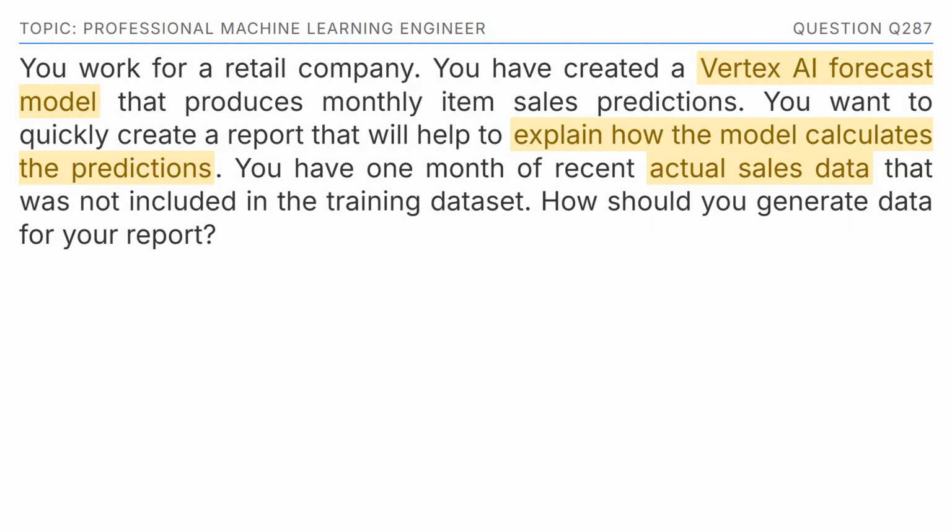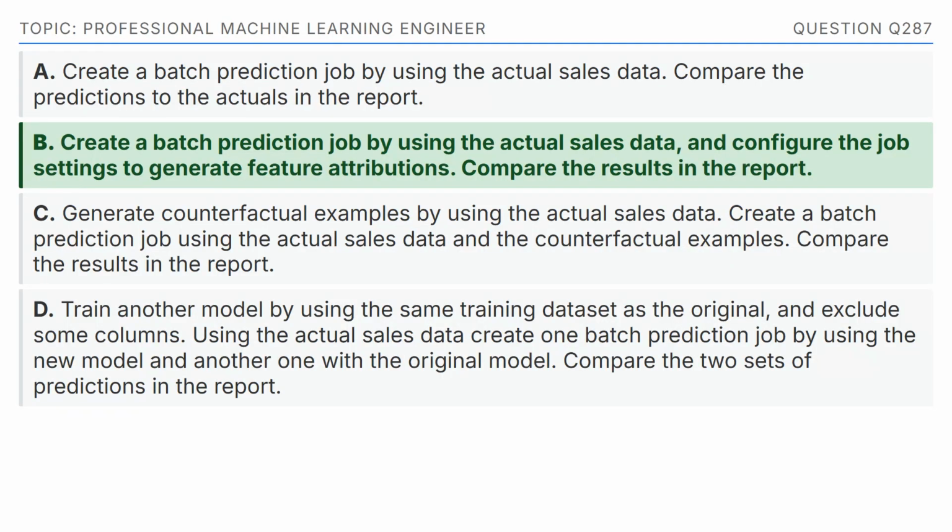To arrive at the correct answer, we focus on the keywords: Vertex AI forecast model, explain how the model calculates the predictions, actual sales data. The correct answer is option B, create a batch prediction job by using the actual sales data, and configure the job settings to generate feature attributions. Compare the results in the report.